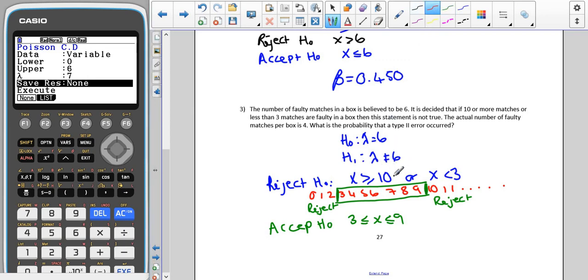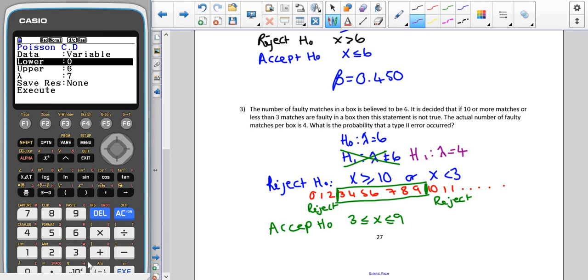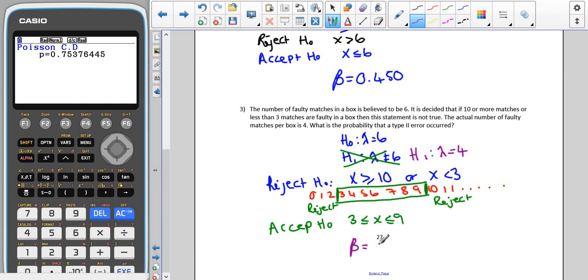So it is actually found that the number of faulty matches per box is 4. So our H1 is no longer lambda is not equal to 6. It is actually going to be that lambda is 4. So in our calculator, if you've got one of the new versions, our lower is 3, our upper is 9, and our lambda is 4. And that gives us our beta, which is 0.754 to 3 significant figures.